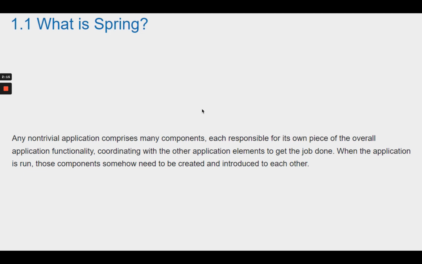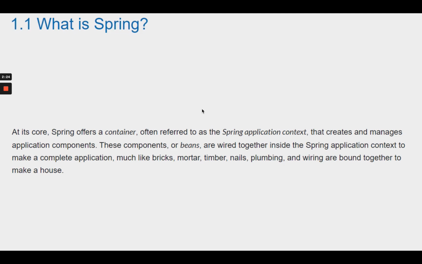Any non-trivial application comprises many components, each responsible for its own piece of the overall application functionality, coordinating with the other application elements to get the job done. When the application is run, those components somehow need to be created and introduced to each other. At its core, Spring offers a container, often referred to as the Spring application context, that creates and manages application components. These components, or beans, are wired together inside the Spring application context to make a complete application, much like bricks, mortar, timber, nails, plumbing, and wiring are bound together to make a house.